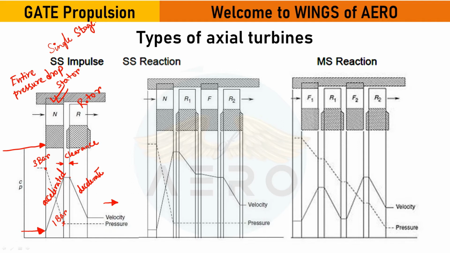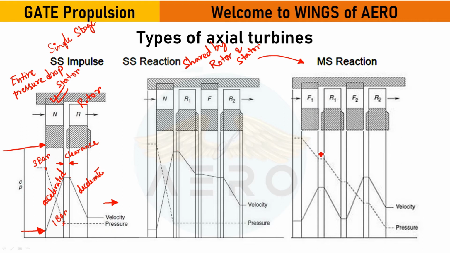What will happen, the pressure drop will be shared by both the rotor as well as the stator. Both will be shared. That means in case of reaction turbine, what happens when the pressure drop will be like when it is entering, right? Okay. This is for this figure. Okay. This one is for the reaction.